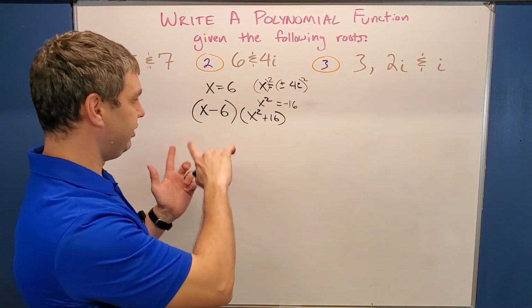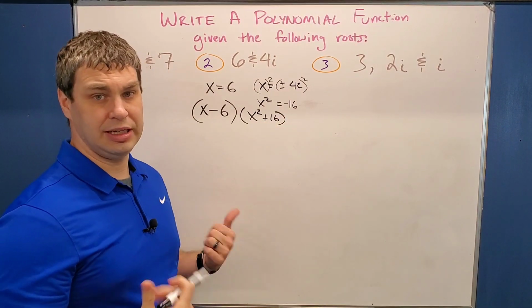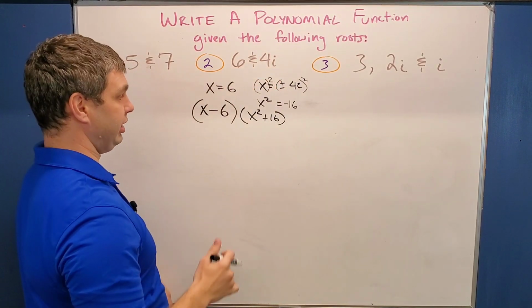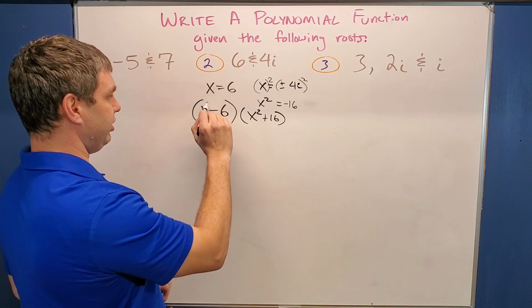Okay, now you can go ahead and FOIL this together like we did in the last one, and that's going to be the polynomial function that created those two roots. All right, so let's go ahead and multiply this in.